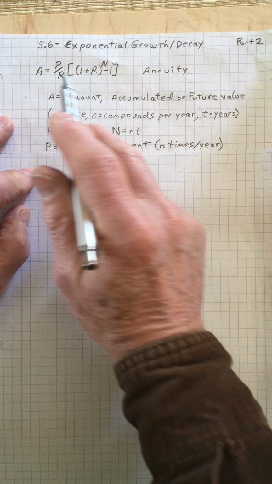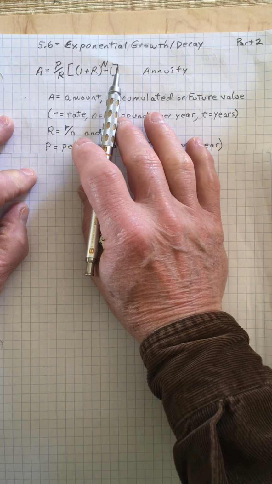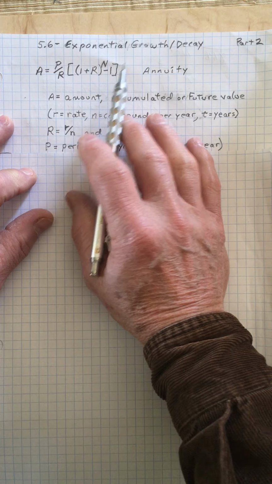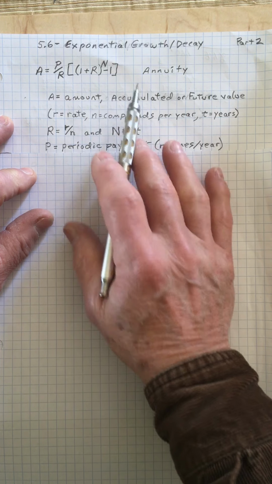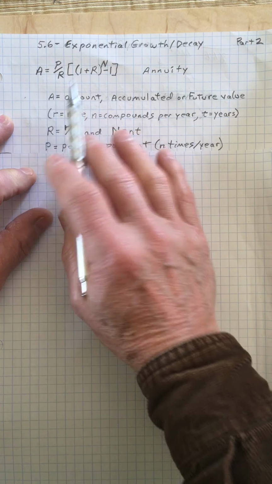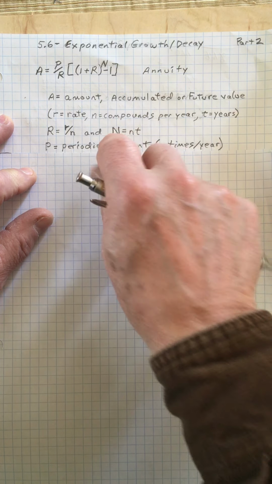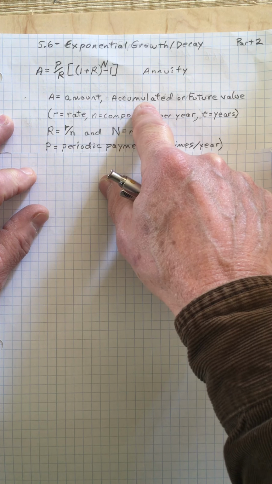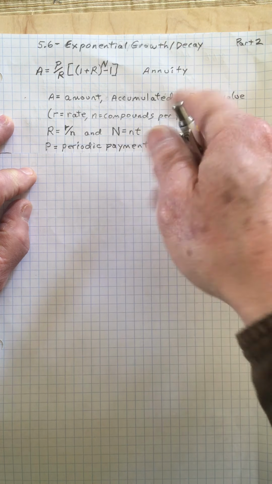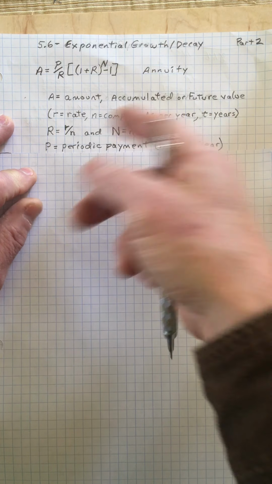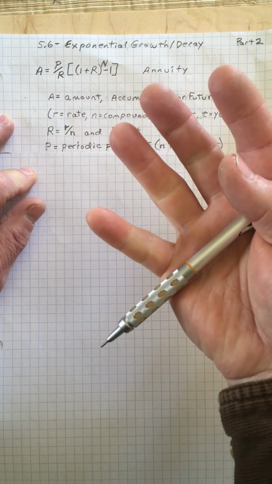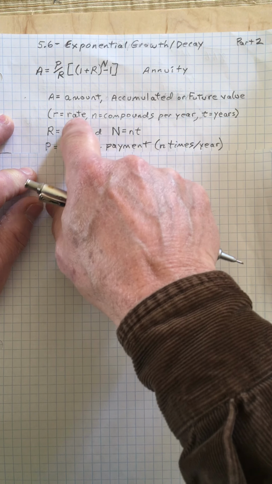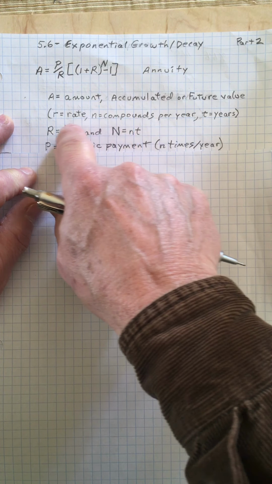So this is the equation. It's pretty similar to what we've already looked at. A couple of minor changes here. First, the amount, that's the same, although it can be referred to as the accumulated or future value of the annuity. Just different names for the same thing. It's how much you've got. Then a little something different.